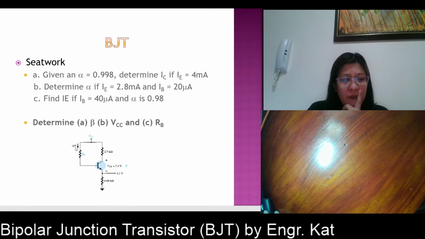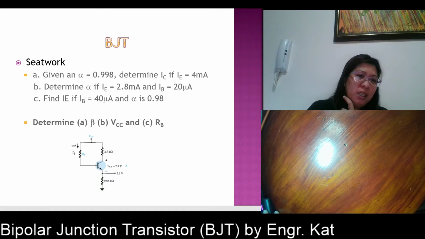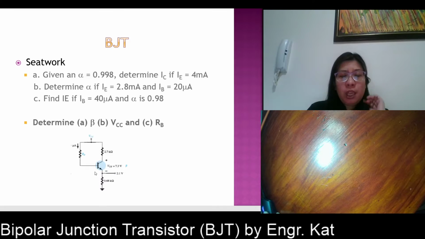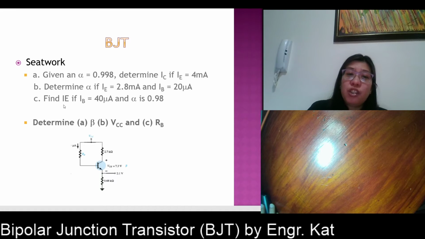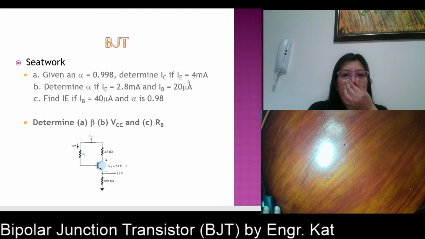Supposedly IB is given here, but this is not very clear, so I will place a note in your drop box so that you can solve for the unknowns. This work is very simple. It is just direct substitution of formulas, relating your alpha with your IC and your IE.